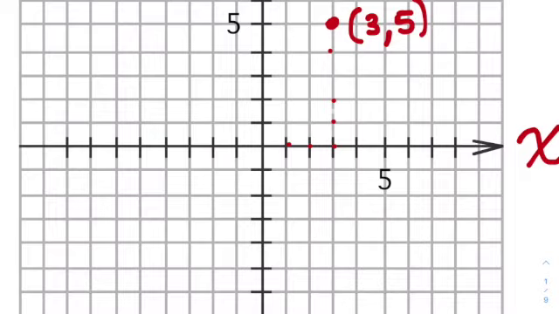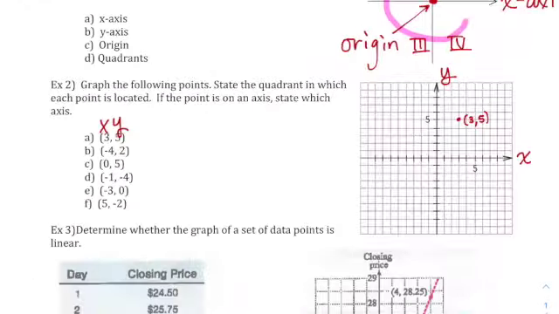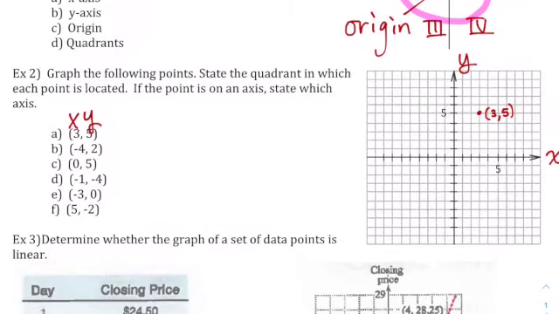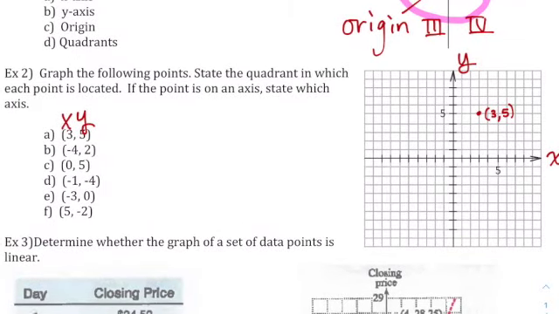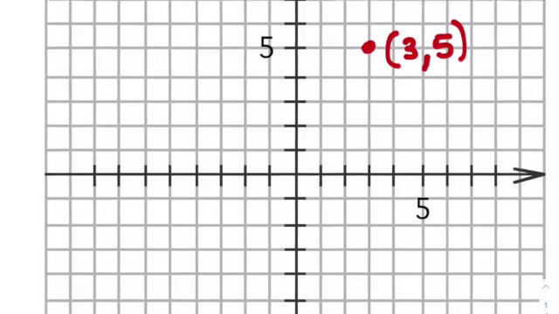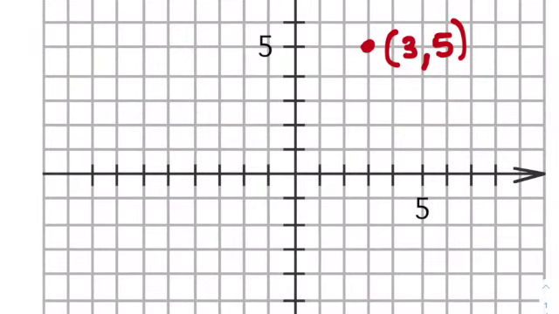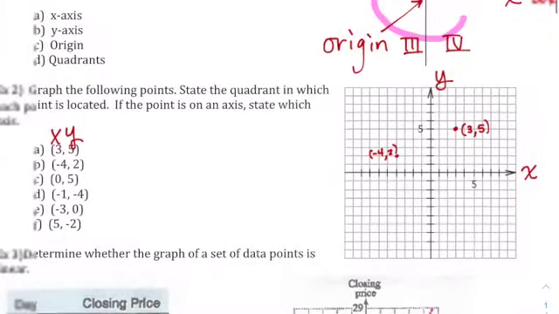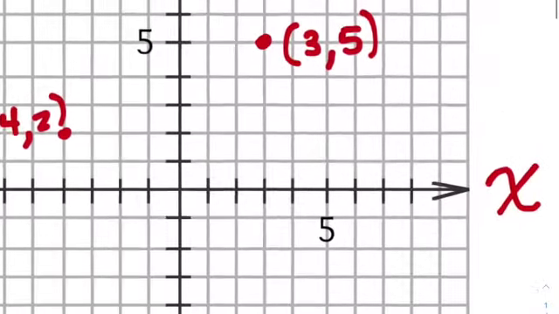Okay. And the next one is going to be -4, 2. -4 is x, 2 is y. -4, 1, 2, 3, 4, up 2, which is y, right here. And then we label it -4 and 2. And so forth.